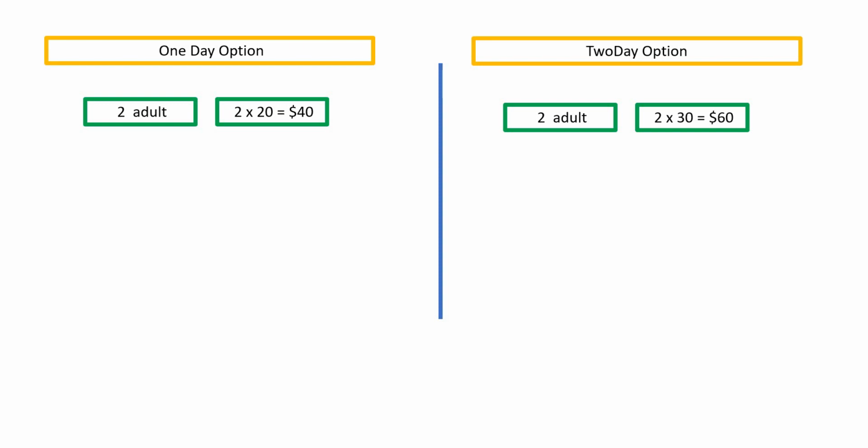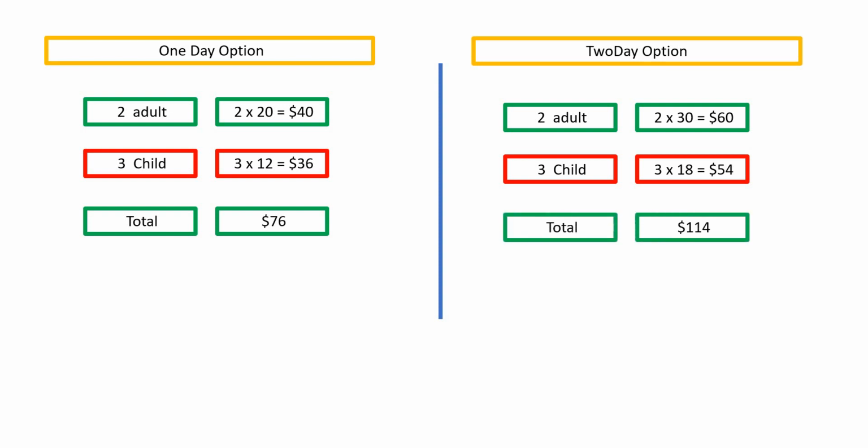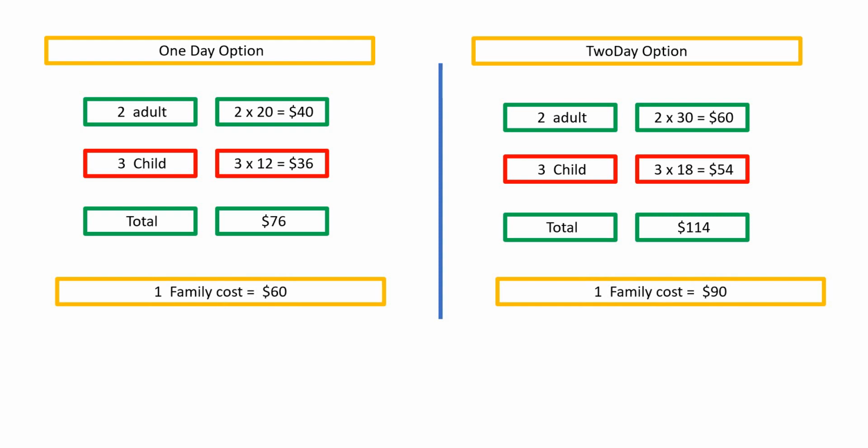For example, 1 day option, 2 adults is 40, 3 children is 36, and total is 76. And 2 day option, 3 children cost is $18 each, it will give you 54, and total cost for adults and children for day 2 option is 114. But if you select family cost, because here are also 5 members in a family, 1 day option family cost is $60, and 2 day option family cost is $90.